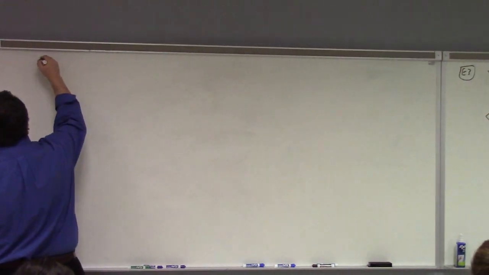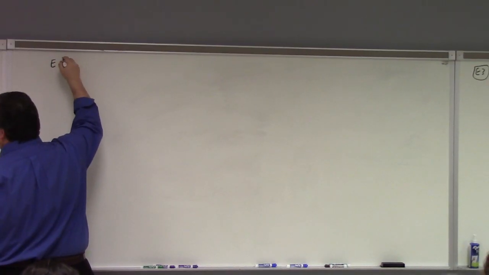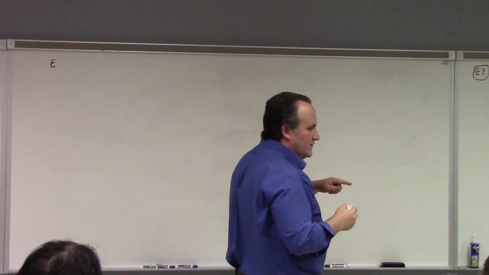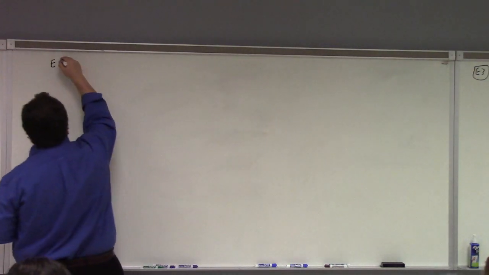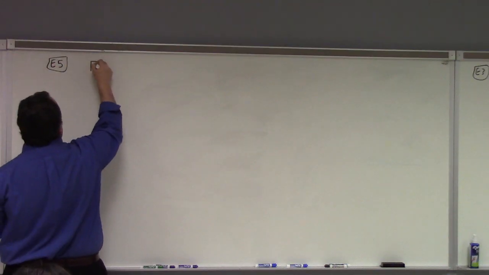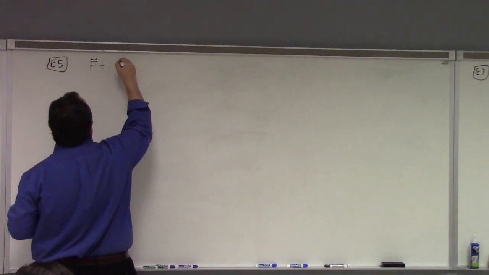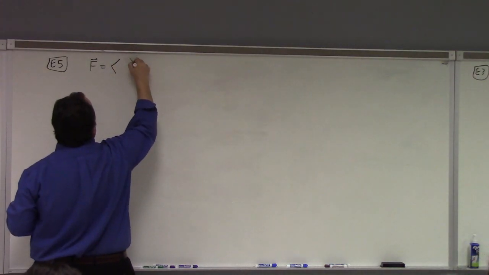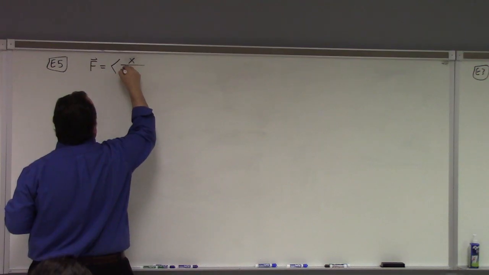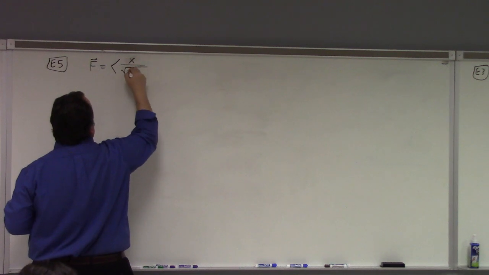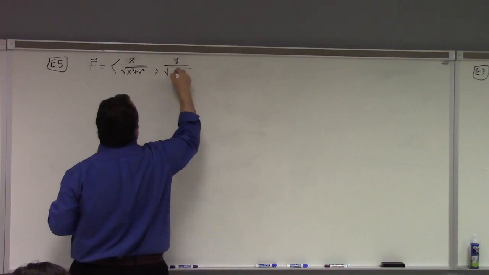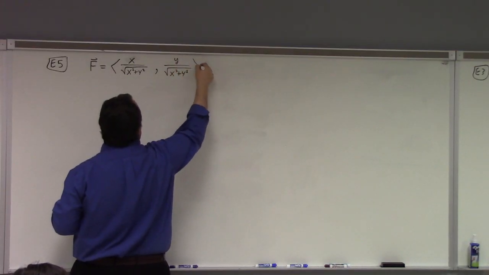So, example, what am I on? There was a 3, 4, 5. Okay, so here's a vector field I like. F equal to, let us say, x over the square root of x squared plus y squared, comma y over the square root of x squared plus y squared. This is a nice vector field.